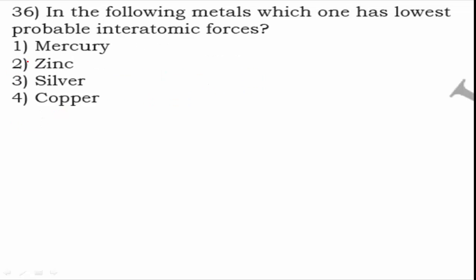Next, question number 36. Among the following metals, which one has the lowest probable interatomic forces? Option 1 mercury, option 2 zinc, option 3 silver, option 4 copper.